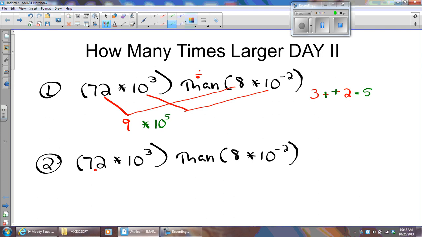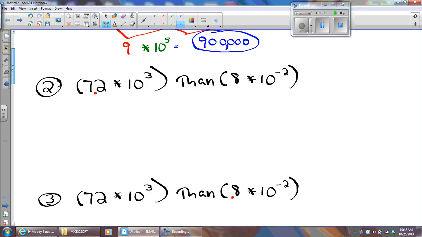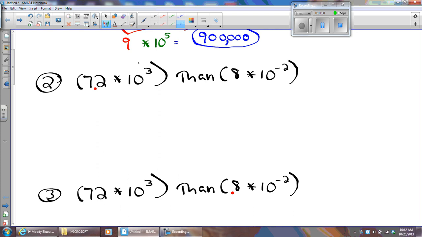Now, usually with these kind of problems, I want you to give it in standard notation. So we're going to take the 9 and we're going to multiply it by 10 5 times. So 1, 2, 3, 4, and 5. And so it's 900,000 times larger. And I know that's hard to believe, but that's the actuality of it. Okay, so let's look at number 2 here.